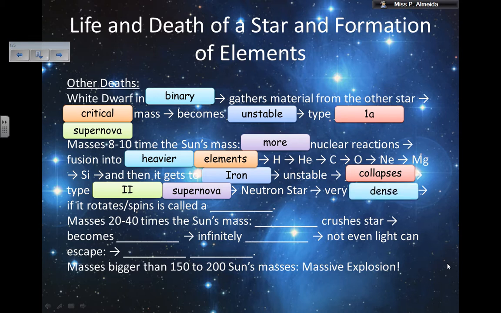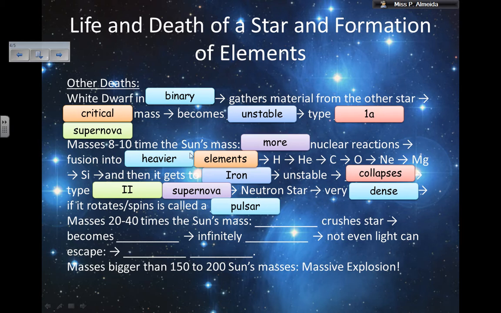This is a very dense star, even denser than the white dwarf, and sometimes neutron stars can rotate or spin. And if I can find that spin where they are ejecting the material, then I'm going to call that object a pulsar, okay?